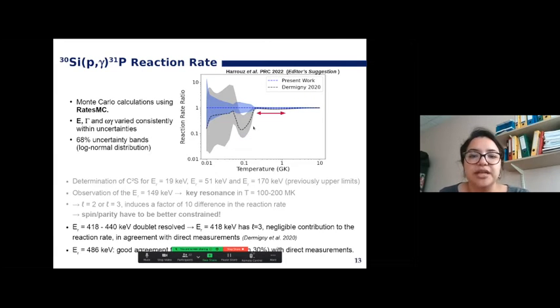For the 418 keV resonance, we found an L equals 3 value, which agrees with the strength measured directly. And thus, we confirm that the resonance does not contribute to the total reaction rates. We find a good agreement too for the 486 keV, which dominates the rates for temperatures above 200 megakelvin.